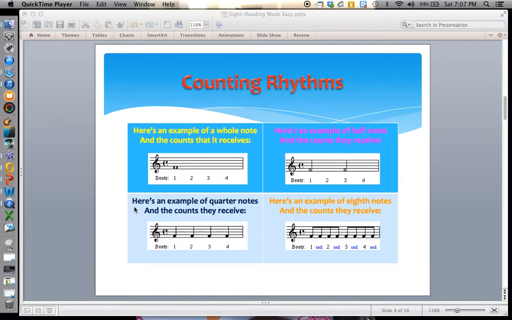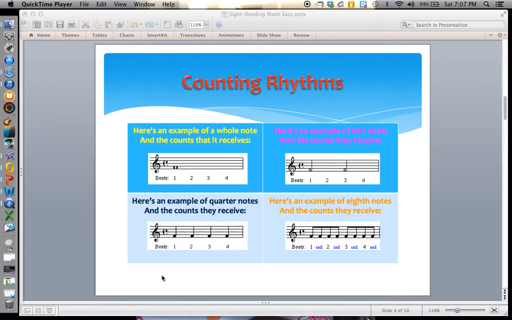So here's an example of whole notes and what it looks like. A whole note, like we mentioned earlier, has a duration of 4 beats or 4 counts. As you can see, here's 1, 2, 3, and 4. Here's an example of half notes and the amount of counts that they receive. Each half note gets 2 beats or 2 counting numbers.